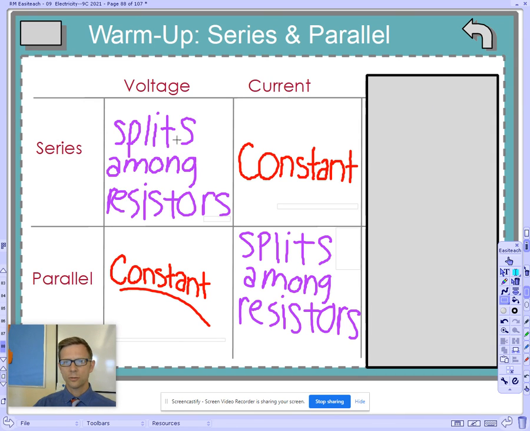In voltage, the best word is probably splits. The voltage splits for series. The current is constant everywhere. In parallel, the voltage is constant everywhere. The total is the same as the voltage for each individual resistor. And in parallel, the current splits among resistors.